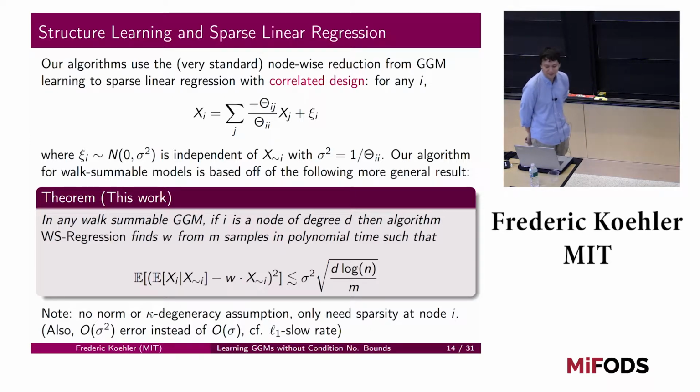Okay, so yeah, go ahead. Yeah, W is the thing that's returned by our sparse regression algorithm. So it is node dependent. Basically W is our estimate for the edges coming into node i.